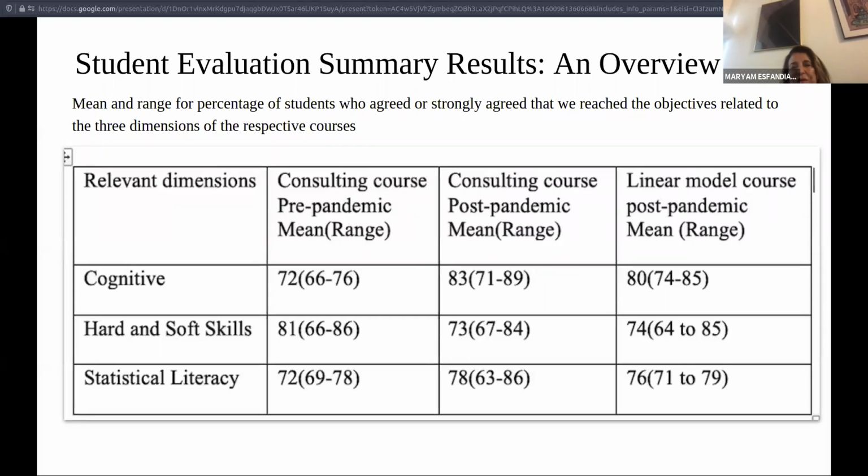And so what you see here is the result of everything. This is the cognitive dimension of the course. These are the hard and soft skills. This is statistical literacy. And then here you see a mean and a range. These are the means of the percentages of people who said they agree or strongly agree, and the range also gives you an idea about what's going on. So all of these are above 72 and range up to about 85, which means that, based on students' perceptions, we did reach the objectives of the course that were designed on the basis of the theoretical model. And Steph and Sam did a great job of making clear exactly what we mean.